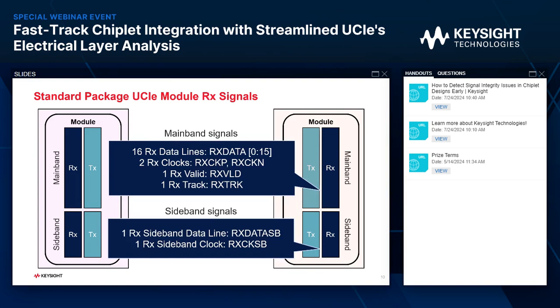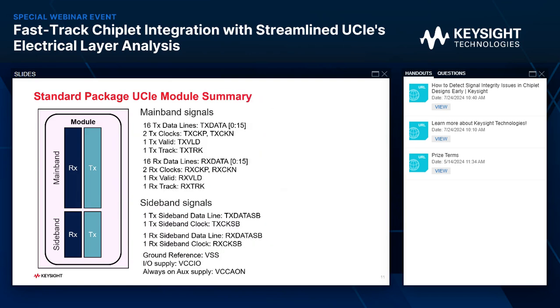Symmetrically, on the receiver side, we will see the same signals coming through, the 16, 2, 1, and 1 on the RX side. So these are symmetrical. And notice these are unidirectional lines. The TX will go straight to RX. Here is a reference of all the signals in a standard package, mainband signals and sideband signals. And here I want to note that the sideband signals are for initialization, link training, and configuration. These are the low-speed buses.